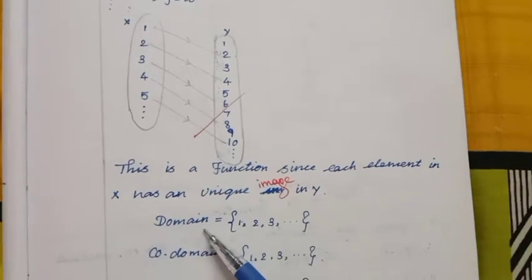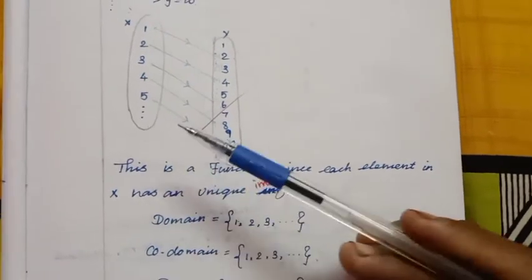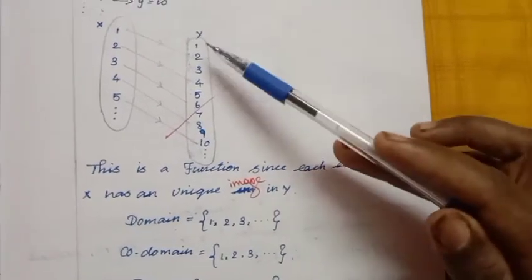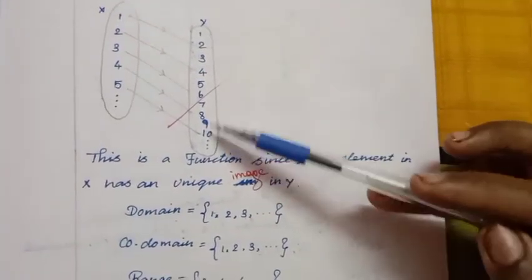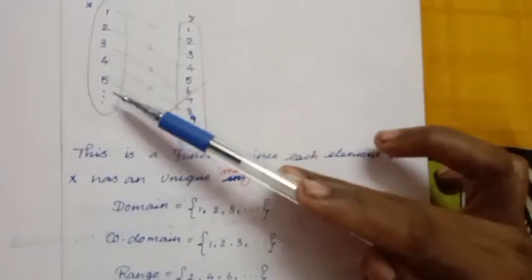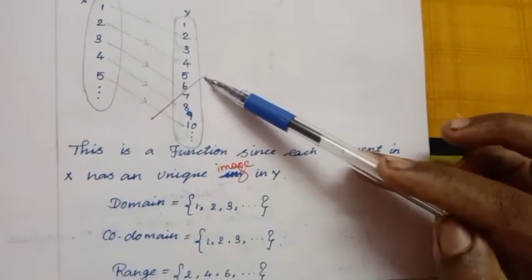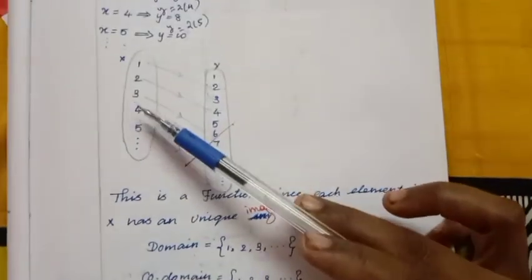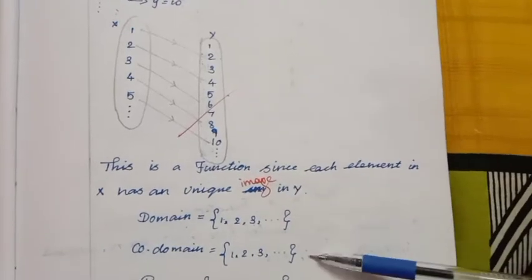Which is the domain? This is called the domain. Domain values are 1, 2, 3, 4, etc. Codomain, you know, this is called the codomain. This is the domain, the first set is the domain. The second set is called the codomain. The domain values you just take from this set X. So that is the domain, and this is called the codomain.